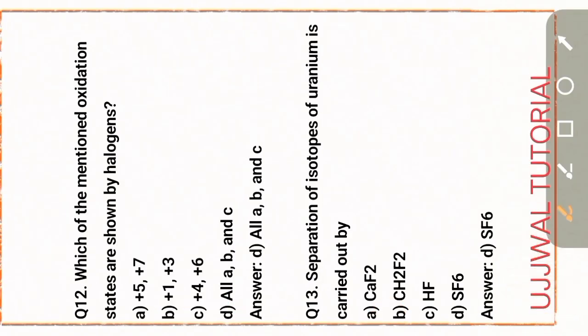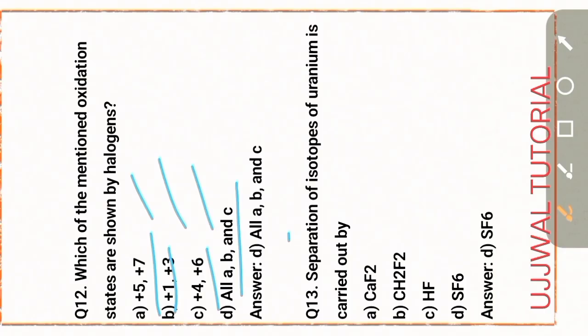Question number 12: which of the mentioned oxidation states are known for halogens? Options A, B, C are all right, so option D is the right answer. That is +5 and +7, +1 and +3, +4 and +6.